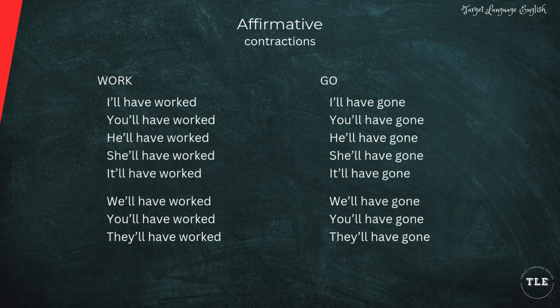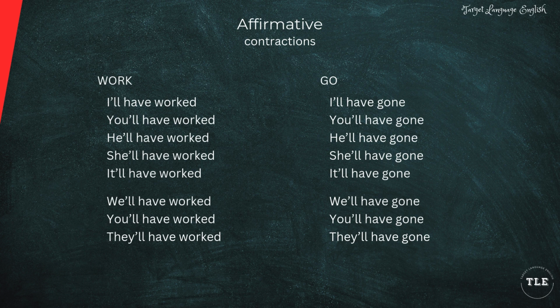We can contract the affirmative by combining the subject and will. Work, singular. I'll have worked, you'll have worked, he'll have worked, she'll have worked, it'll have worked. Plural, we'll have worked, you'll have worked, they'll have worked.